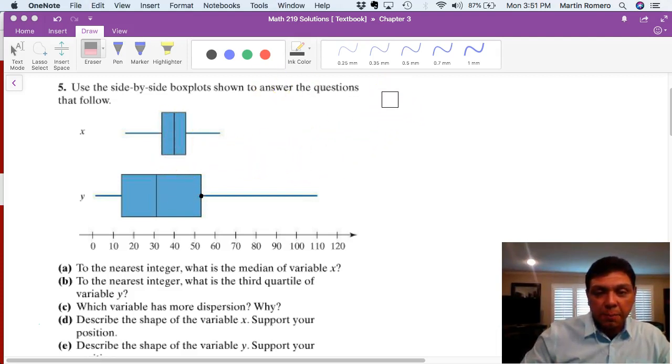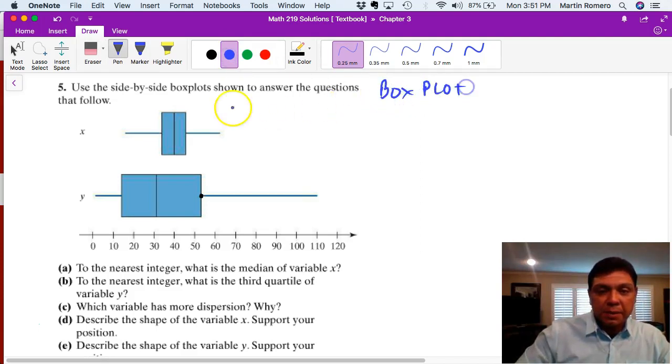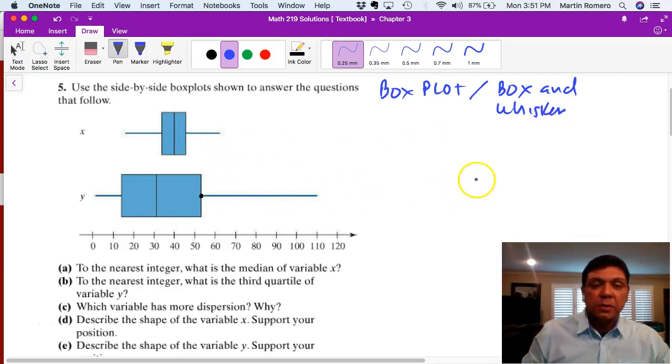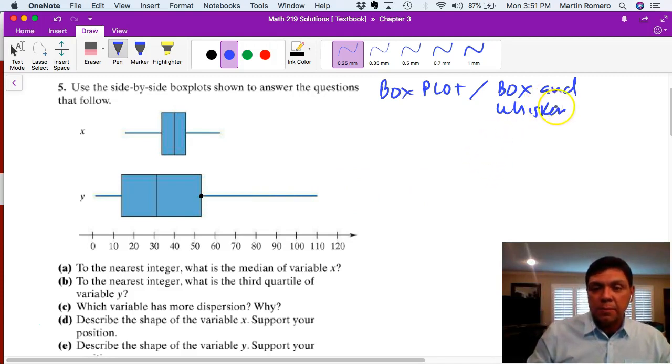Sometimes you say it's a box and whisker plot. So again, you'll hear us say it's a box plot because it uses boxes, or you might say box and whisker plot. And again, the word whisker is referring to the tails, like the whiskers on a cat or some lion or tiger. So that's where the whisker comes from.